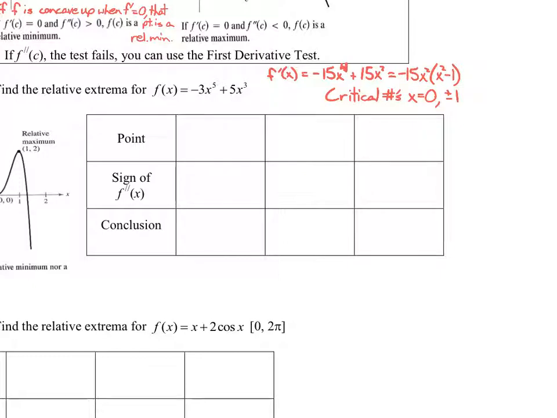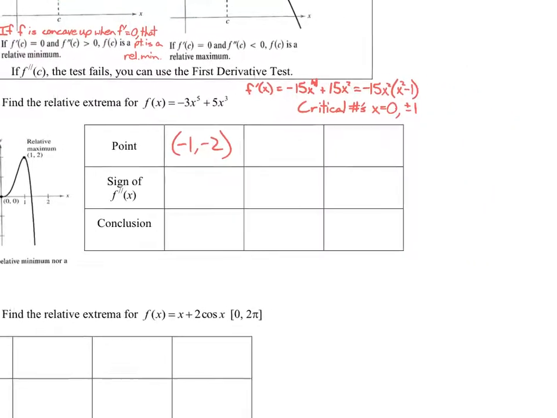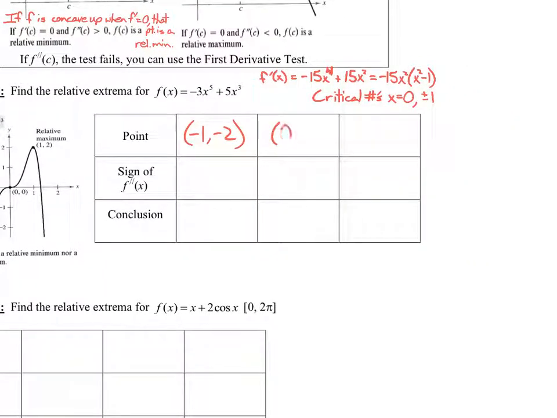So if I plug those values into the original function, I get -1, -2, and the point 0, 0, because I'm actually getting points on the graph. I'm plugging them back into the original function. And then I get the point 1, 2.